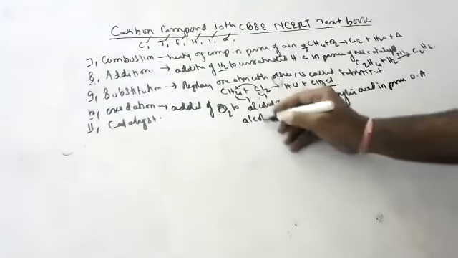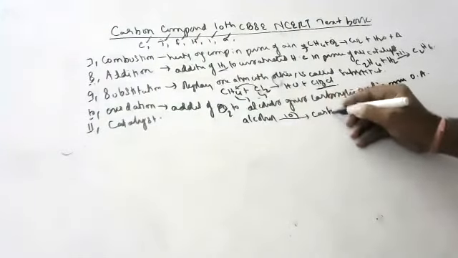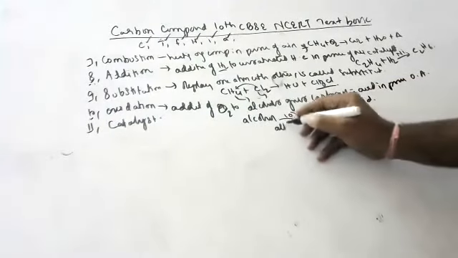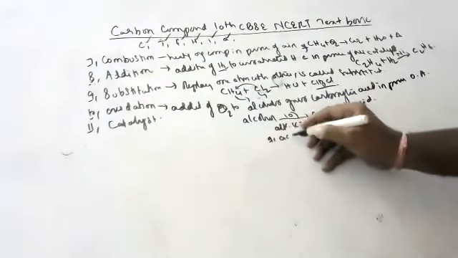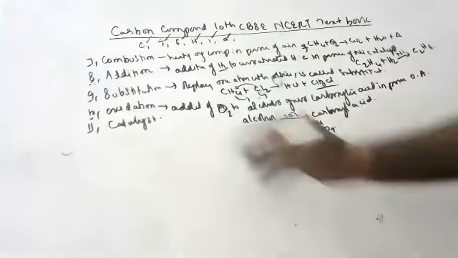So alcohol on oxidation gives what, children? Carboxylic acids in presence of oxidizing agent. What are the oxidizing agents we use? Alkaline potassium permanganate, KMnO4, and acidified potassium dichromate.